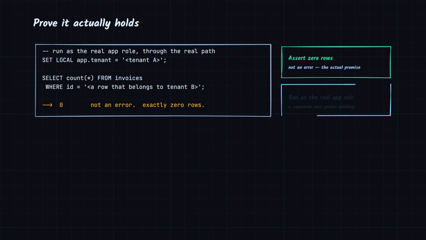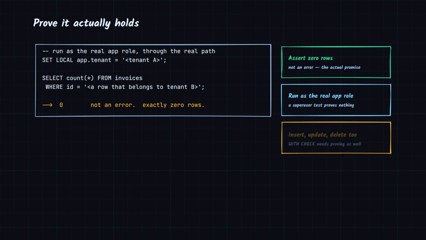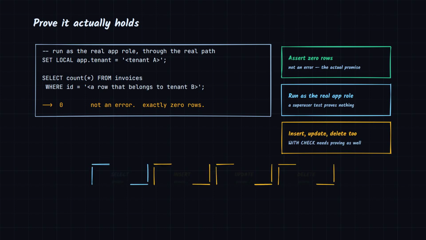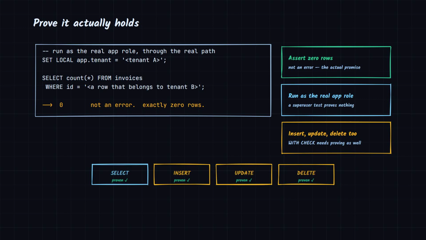Run it as the real application role, through the real connection path, because a test that runs as a superuser proves nothing at all. Then do it for insert, update, and delete too. It is a handful of tests, it runs in seconds, and it is the difference between believing you are isolated and being able to demonstrate it to someone whose signature you need.